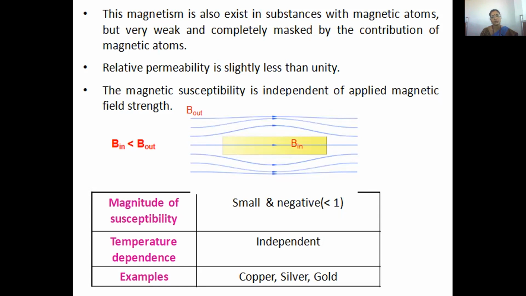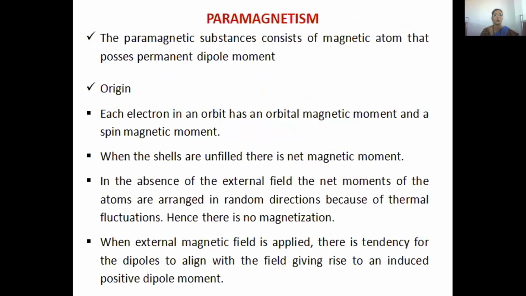The field lines are repelling from our sample, the diamagnetic sample. Magnitude of susceptibility is small and negative. Temperature dependence is independent. That means whether the temperature of the specimen, the diamagnetic material, is high or low, the magnetic nature is not going to vary. The order will be the same. Examples: copper, silver, and gold.